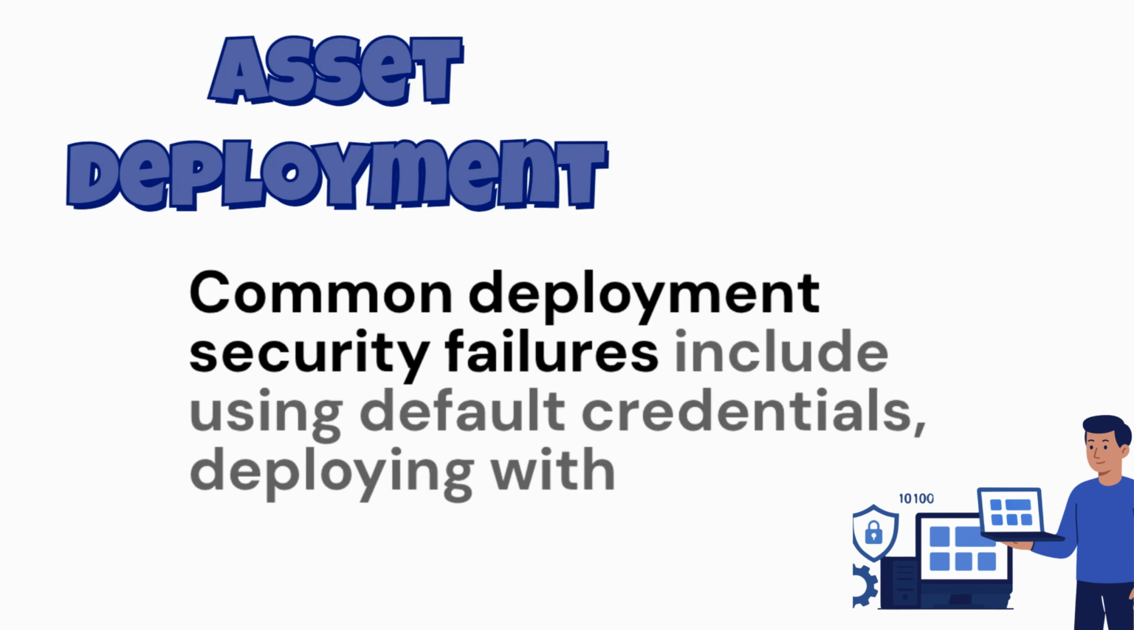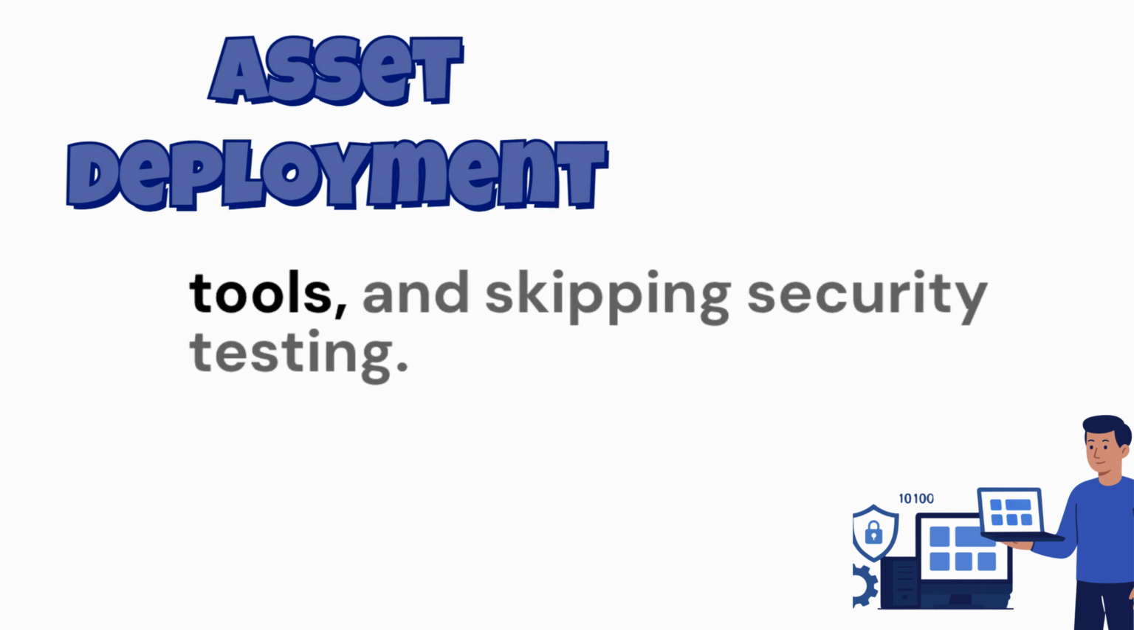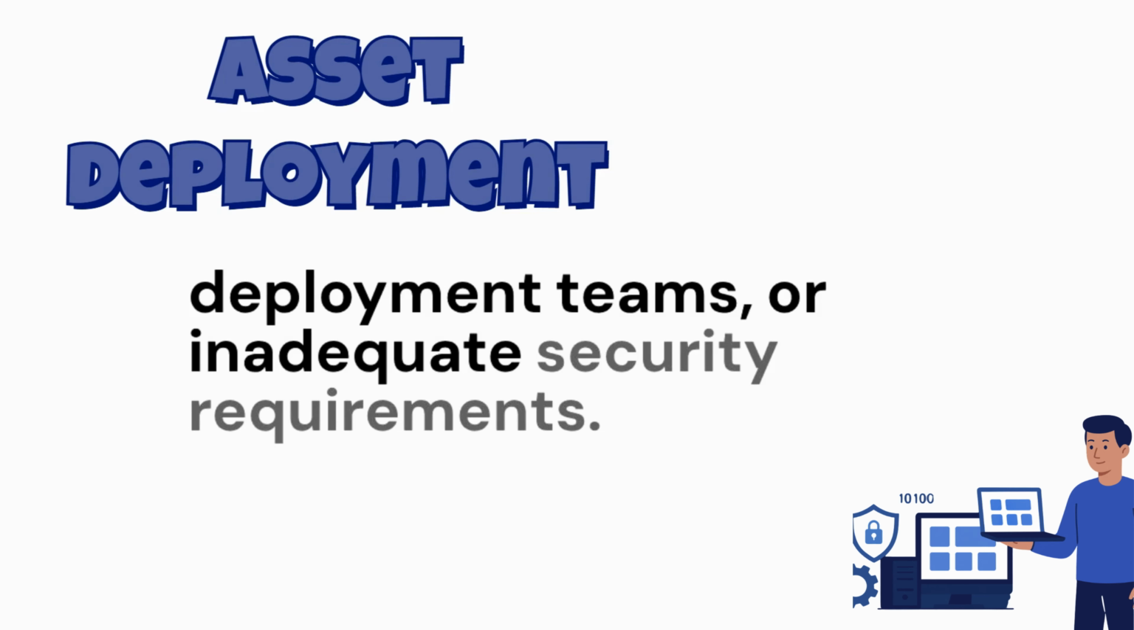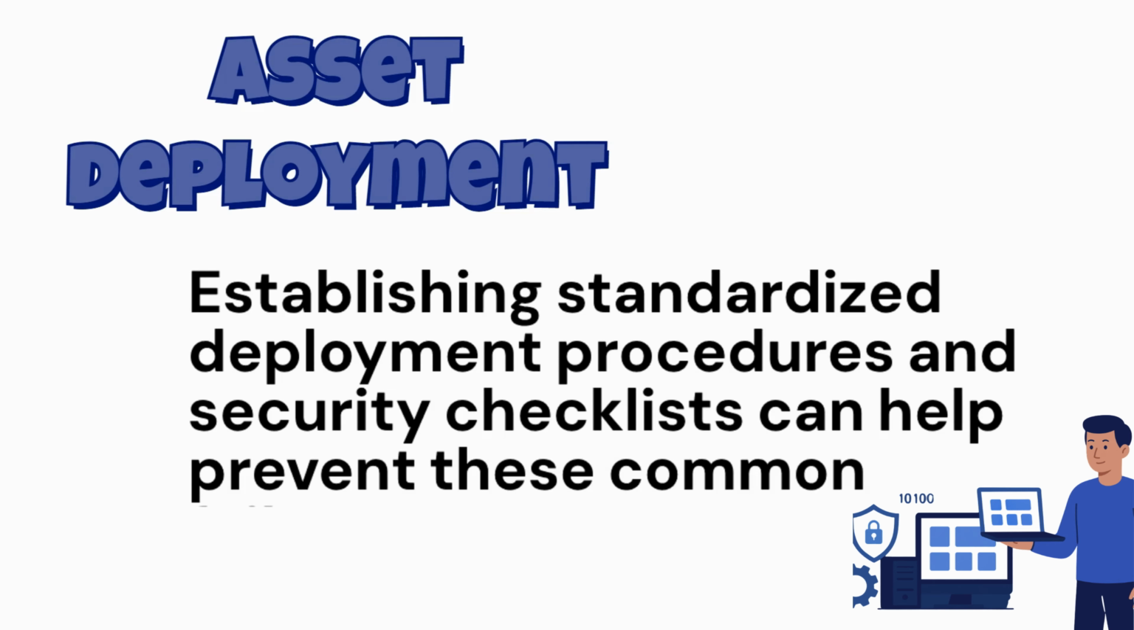Common deployment security failures include using default credentials, deploying with overly permissive access controls, failing to integrate with security monitoring tools, and skipping security testing. These failures often result from time pressure, lack of security expertise in deployment teams, or inadequate security requirements. Establishing standardized deployment procedures and security checklists can help prevent these common failures.